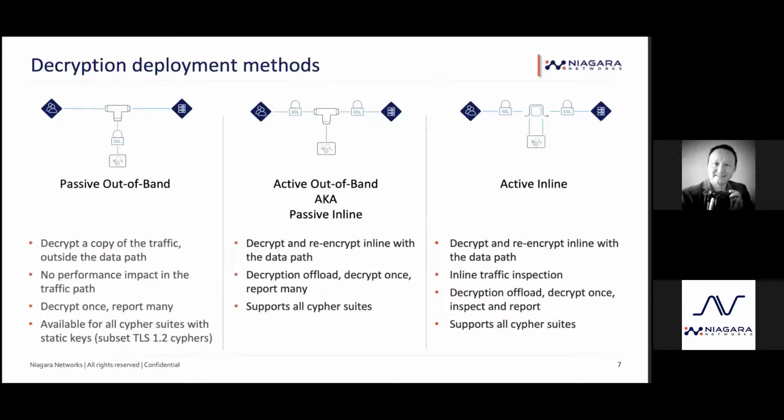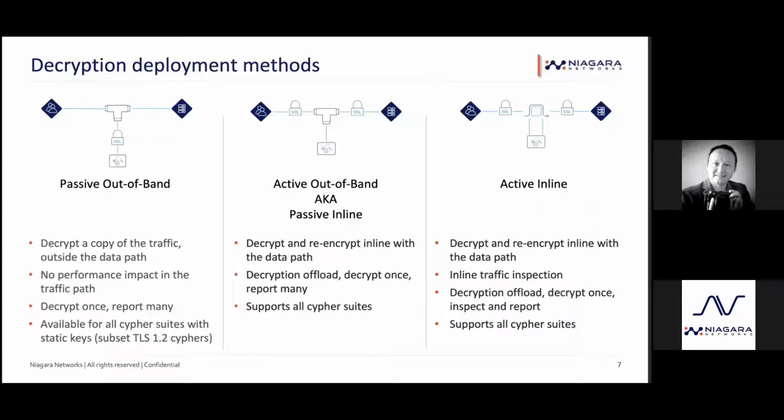In general, there are three decryption methods, or deployment methods. The first is the one that was used for many years and is still available, can be used for anything up to the static cipher suites of TLS 1.2. So that's anything from SSL 1.0 or 2.0, the first release, up to the static keys of TLS 1.2, and it's called passive out of band.